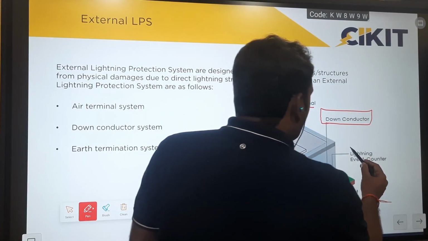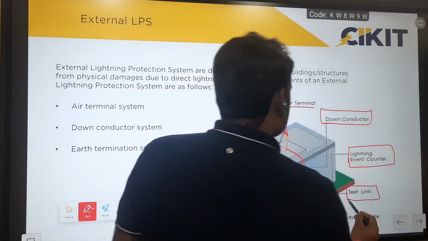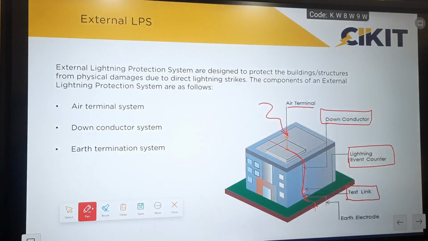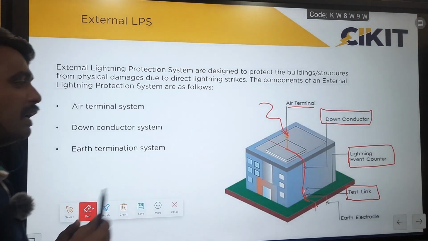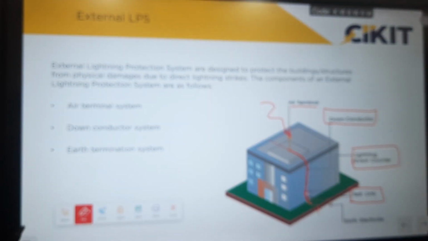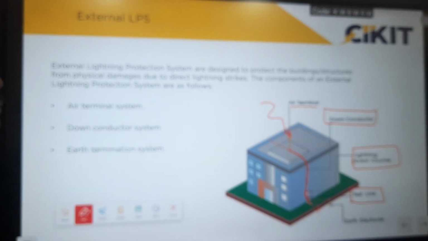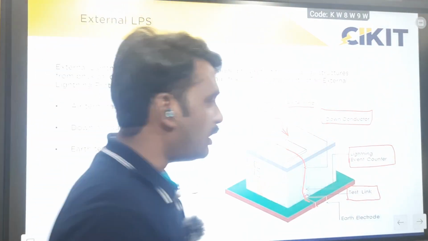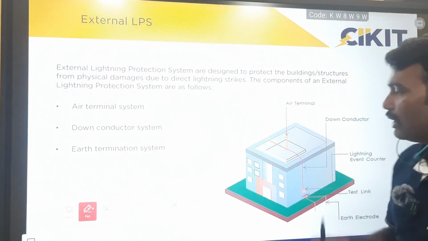Apart from that, there are two more components. One is the lightning event counter, and another one is the test link. The purpose of the lightning event counter is that it just registers the number of lightning impulses captured by the air terminal system. And the test link is just a disconnecting link. The purpose of the test link is to inspect the earth pits and to check the continuity between the down conductors and all. So it is normally used for inspection purpose. The lightning event counter and test links are optional items, whereas air terminal, down conductor and earthing are the main components of the lightning protection system.